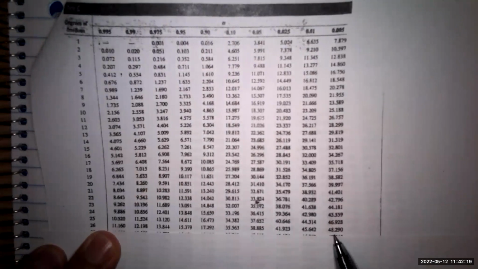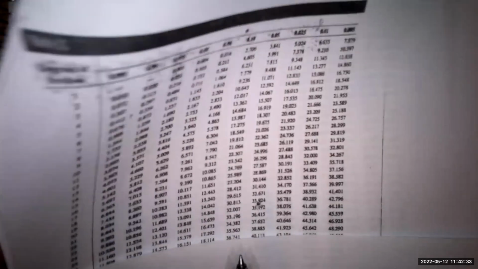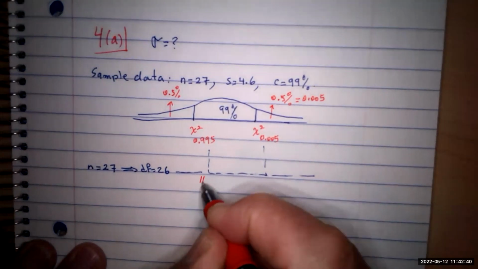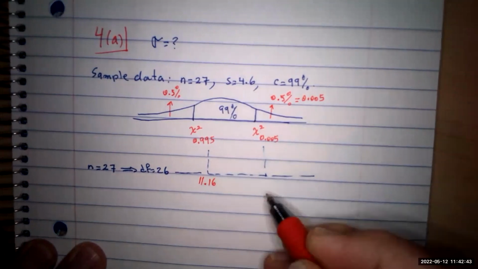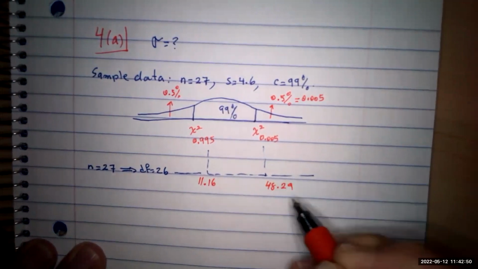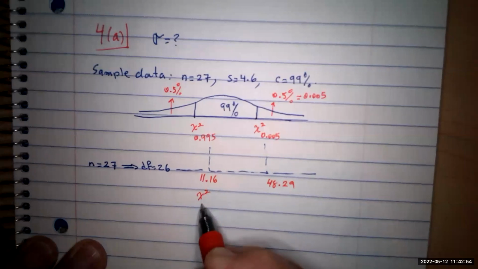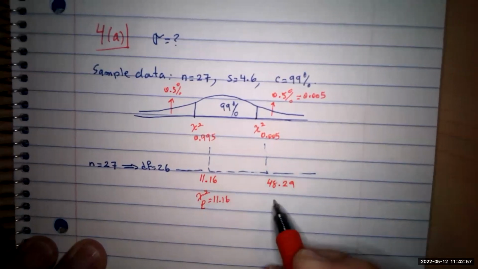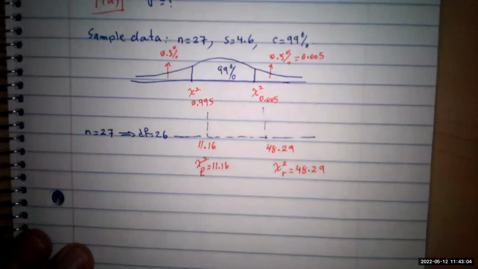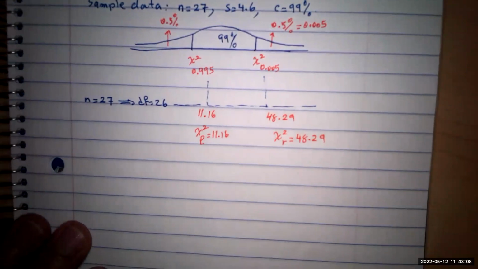So just keep going. The last number that we can see over here is going to be 48.29. Okay, so the first number is 11.16 and 48.29, the last number. Make sure that you get it right. So the numbers are going to be 11.16 here, and this is going to be 48.29. That would be your chi-square to the left, which is 11.16, and the chi-square to the right, which is 48.29. Any question? The rest is just formula.